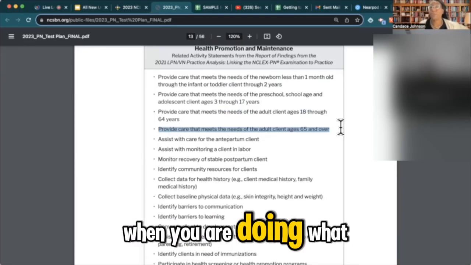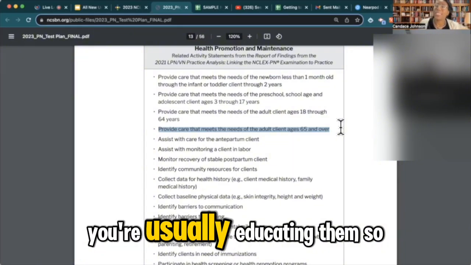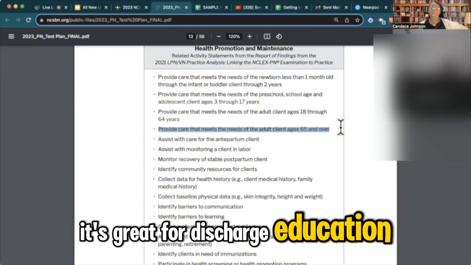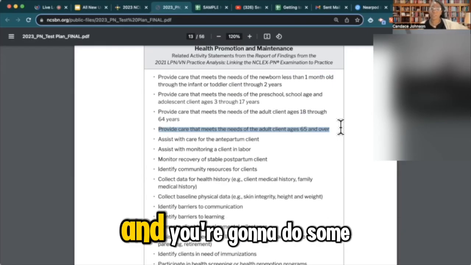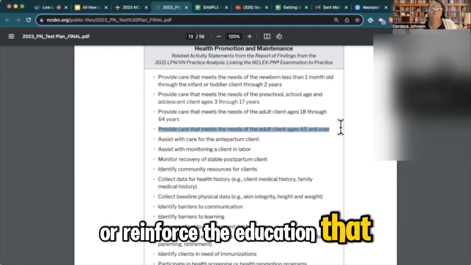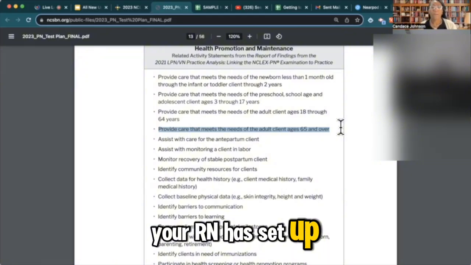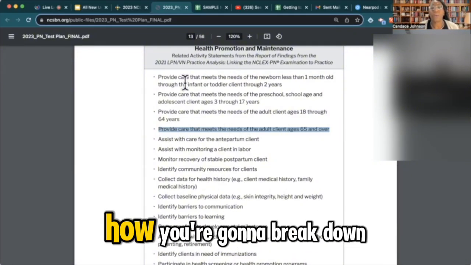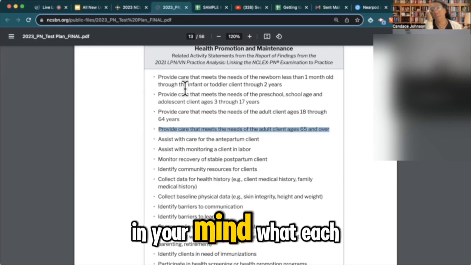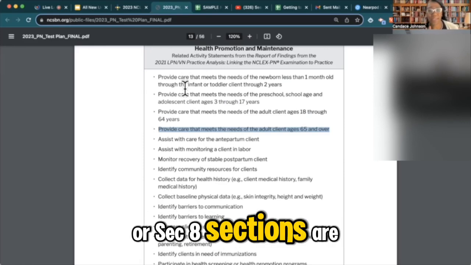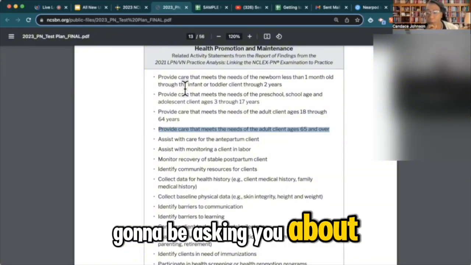When you are doing health promotion, you're usually educating them. So it's great for discharge education. Maybe there's a procedure happening and you're going to do some education to your patient or reinforce the education that your RN has set up. All right, so that's basically a way of thinking about how you're going to break down in your mind what each of the questions or 8 sections are going to be asking you about.